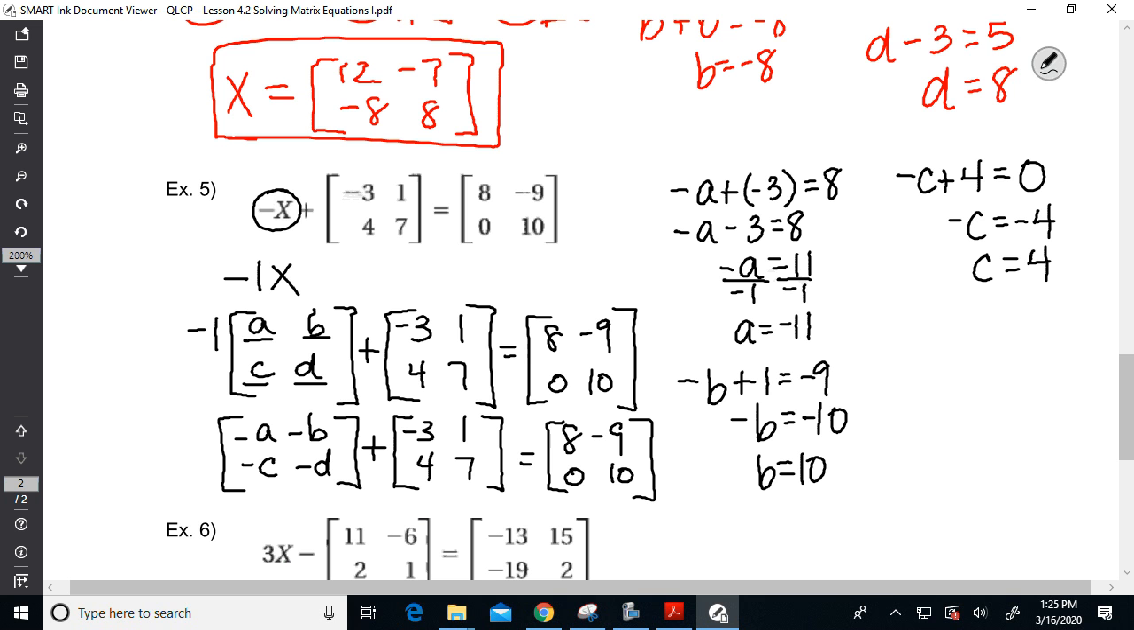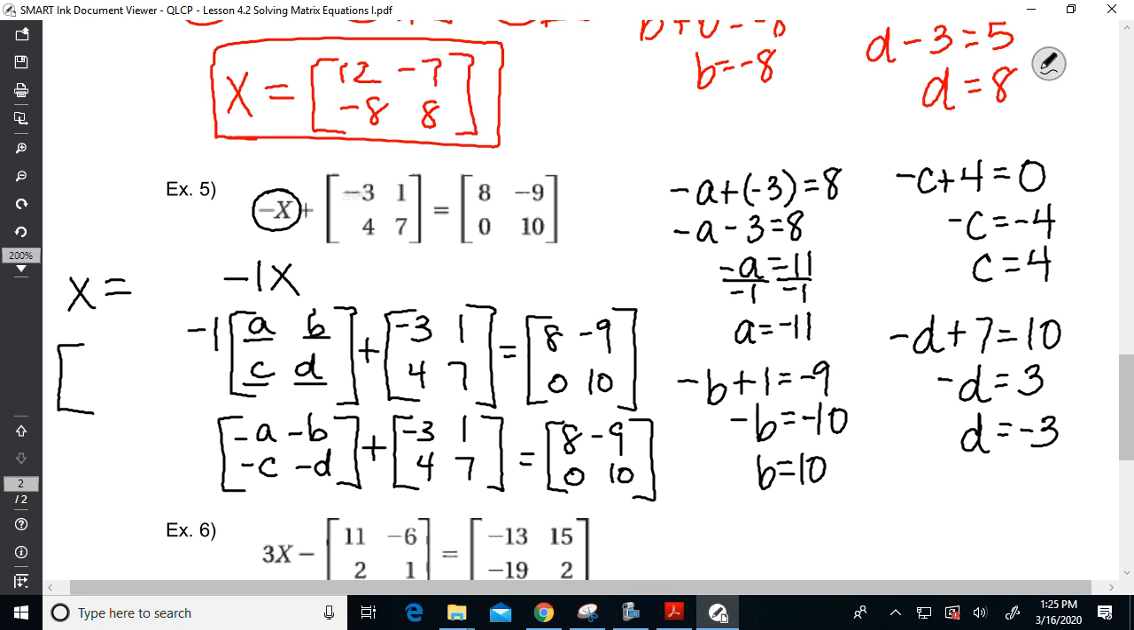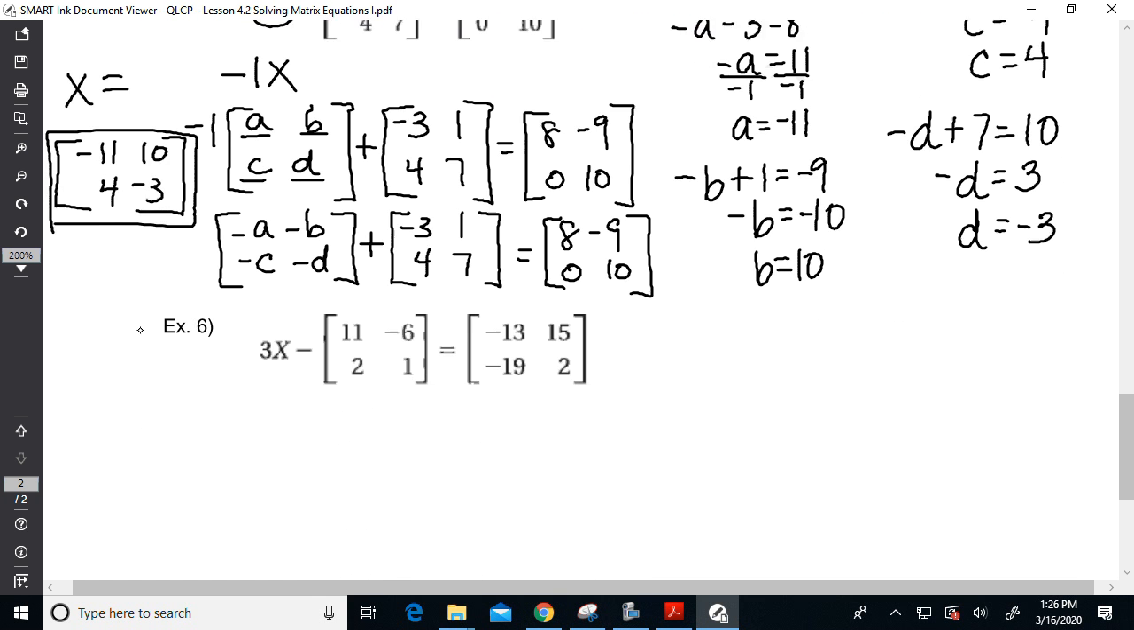And then lastly, negative d plus 7 equals 10. Subtract 7, you get negative d equals 3. Divide by negative 1, d equals negative 3. So for your x matrix, you end up with x equal to the matrix negative 11, positive 10, positive 4, and negative 3. Then, it's not a harder problem, it's just a longer problem to solve out.